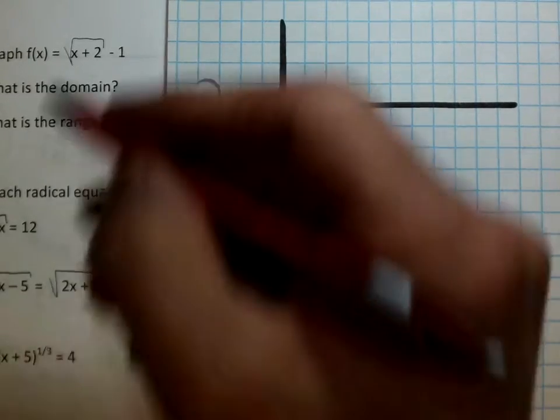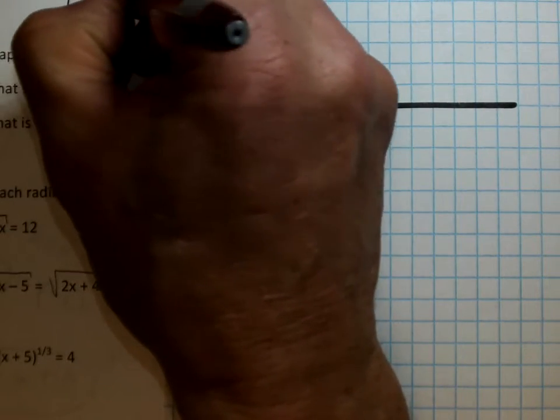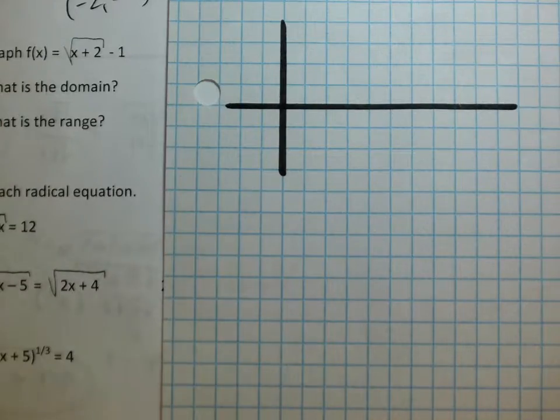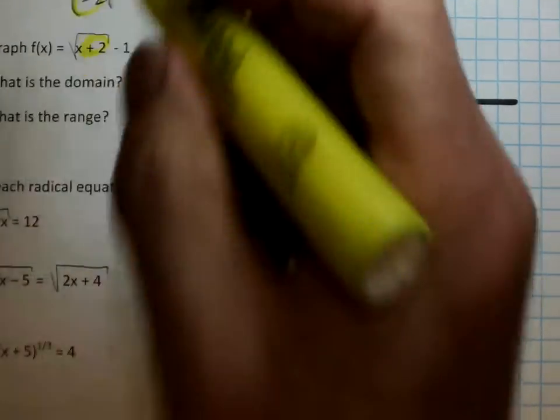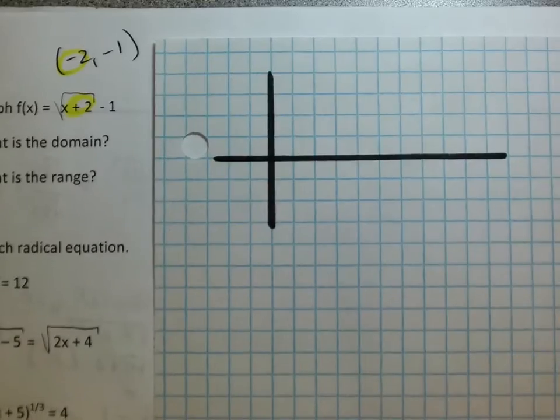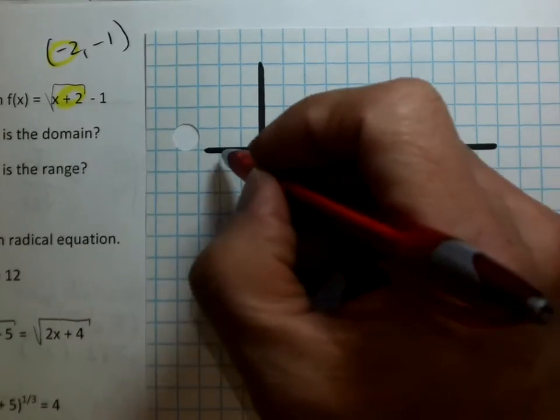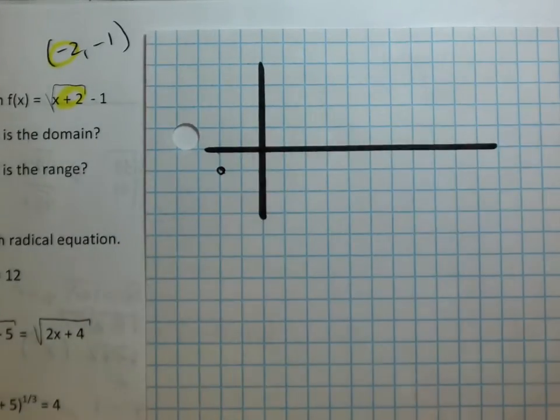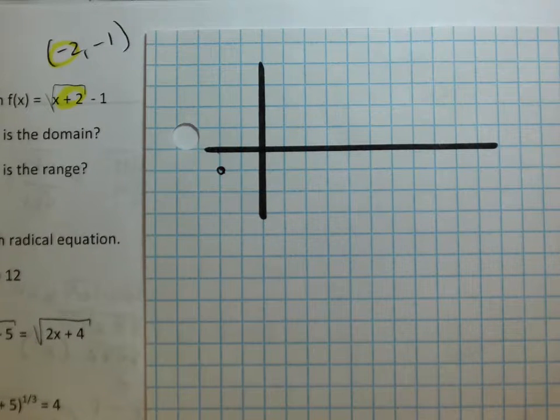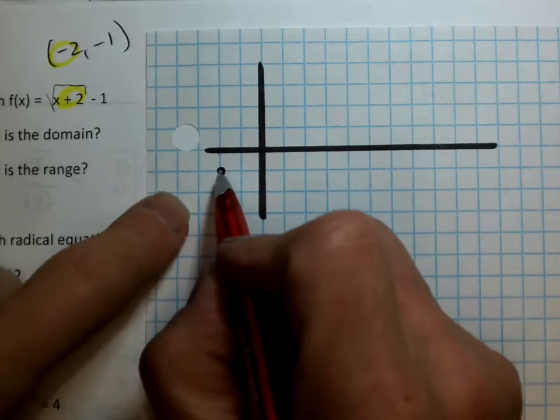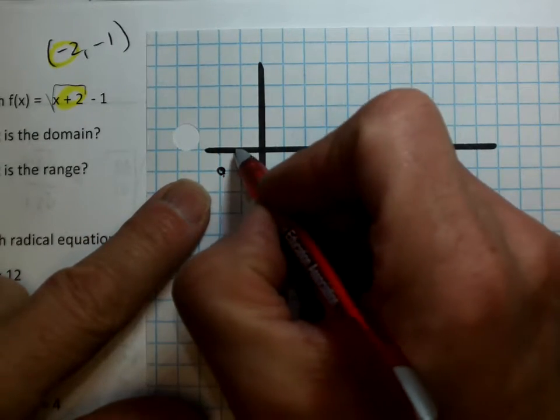So my endpoint is at -2, -1. Remember, it's going to be the opposite of the inside, right? So I'm going to go to the point -2, -1. And since I'm doing a square root, the square root's half a parabola. It's half a parabola. And so I want to use the numbers 0, 1, 4, and 9, because there's a square root of 4 and a square root of 9. So I'm going to go from the endpoint over 1, and I know the square root of 1 is 1.